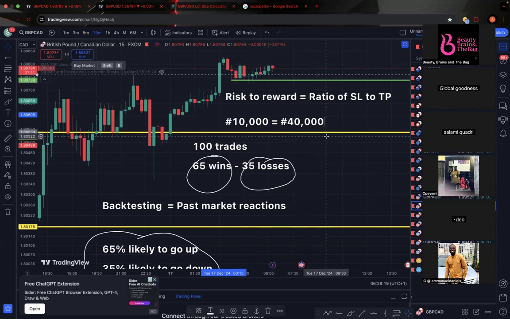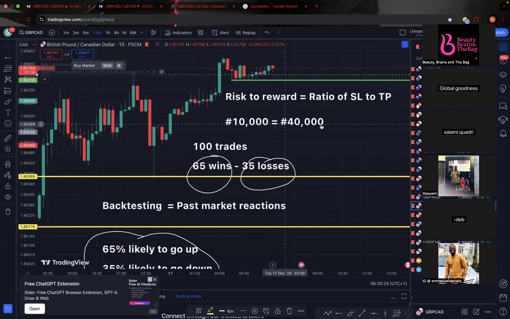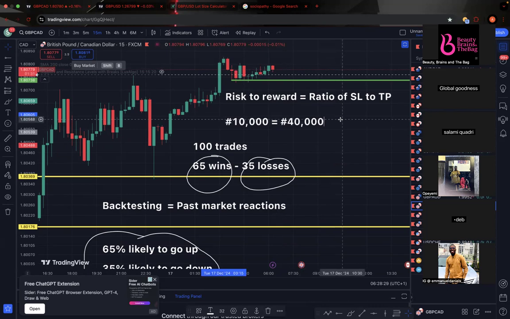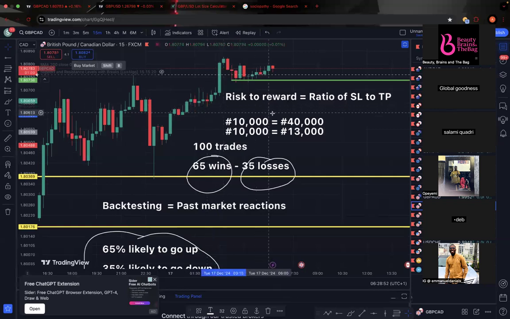you make more profit than somebody who is buying that same thing for 10,000 naira and selling it for 12,000 or 13,000 naira. Do you understand? That is what risk to reward ratio actually means. This 10,000 to 40,000 that you're seeing here is a 1:4 risk to reward ratio.